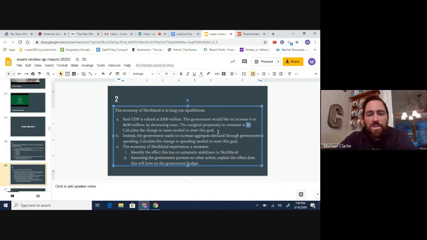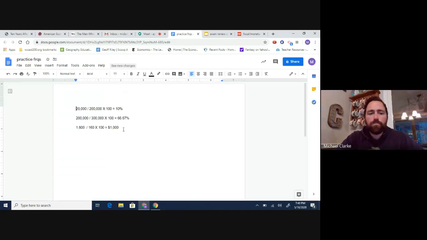You have to figure out the change in taxes needed to meet this goal. All right, so I got to go over here. Don't mind this. This is from earlier. All right, so current GDP is 500K. Goal, not 500K, 600K. Difference, 100 big ones, $100,000. Okay, how do we get there?